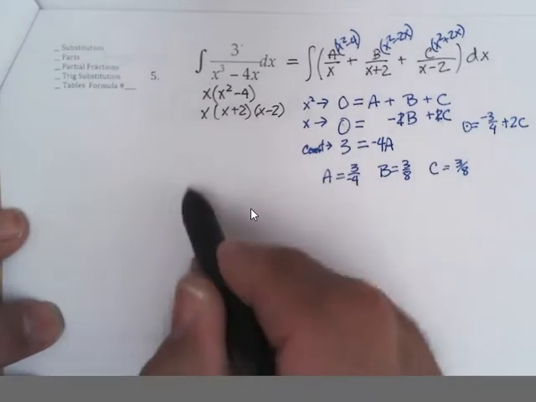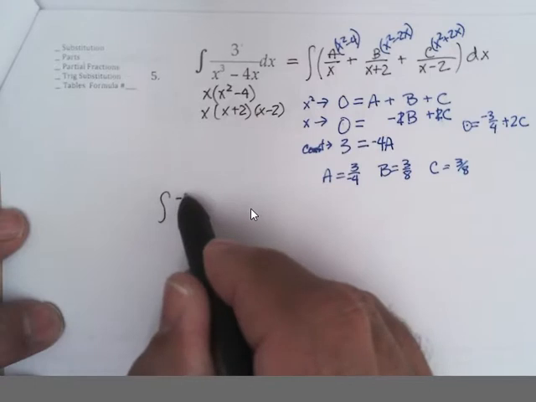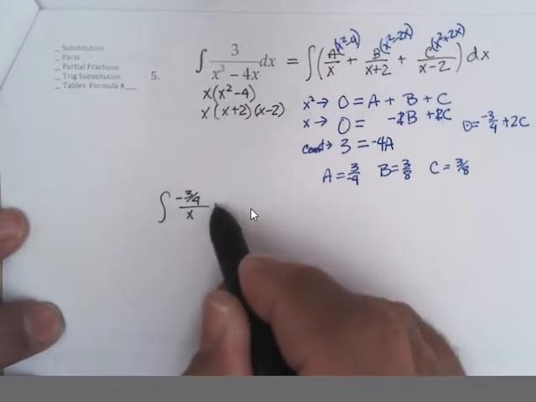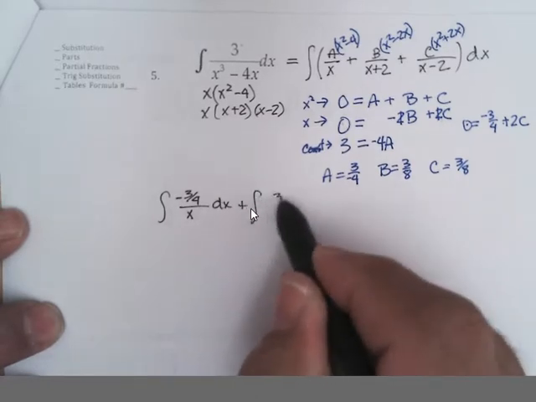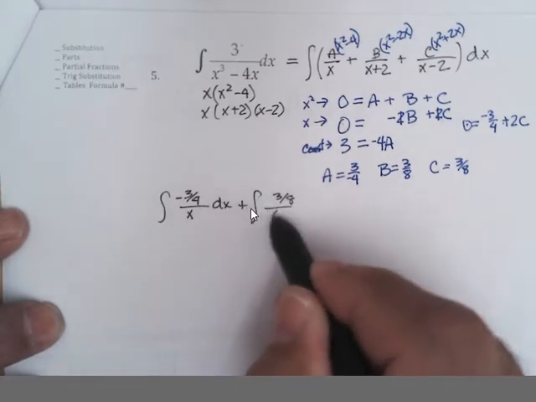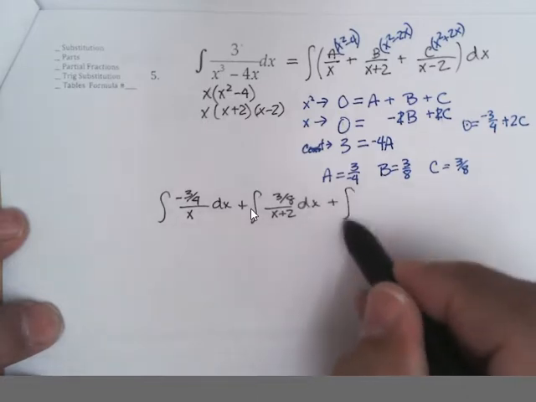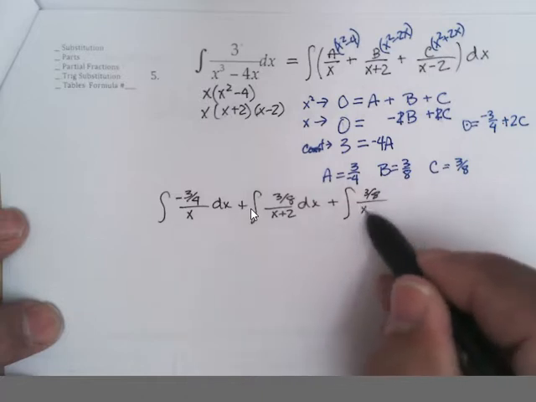This becomes the integral of negative 3/4 over x plus the integral of 3/8 over x plus 2 plus the integral of 3/8 over x minus 2.